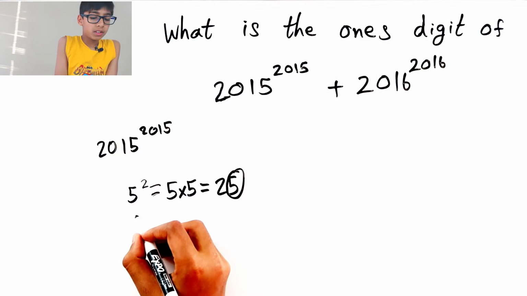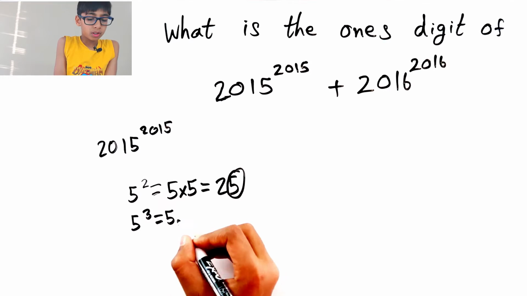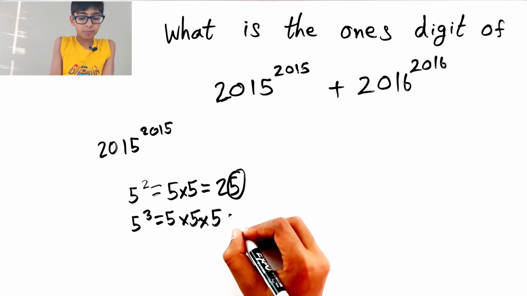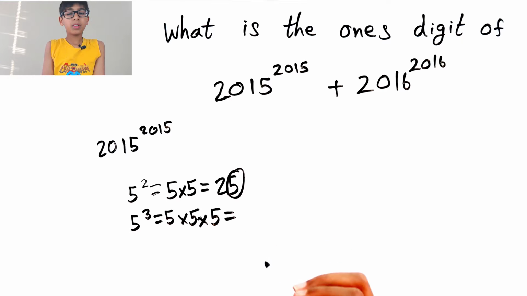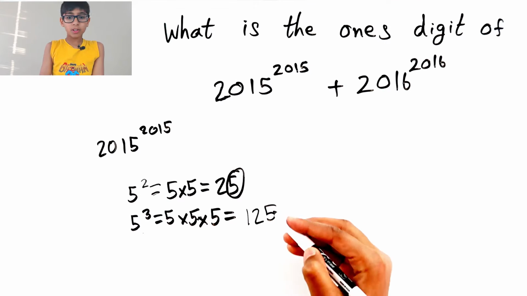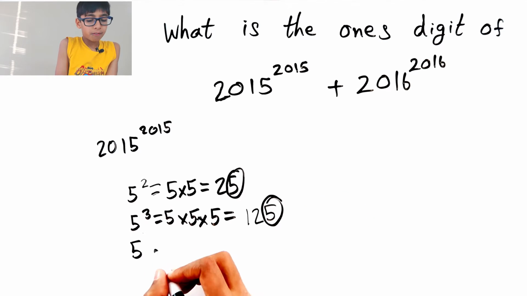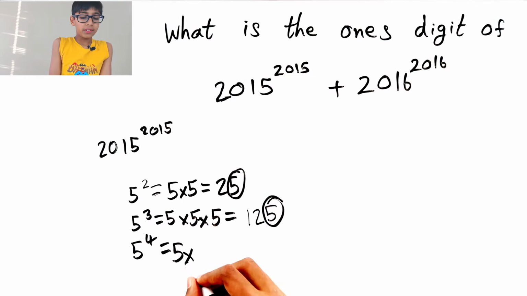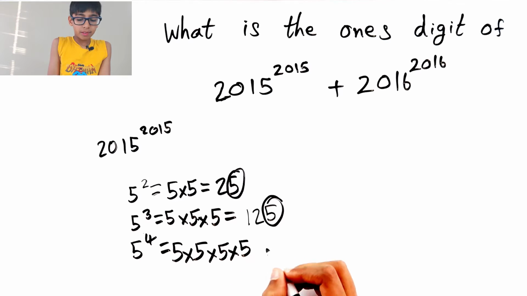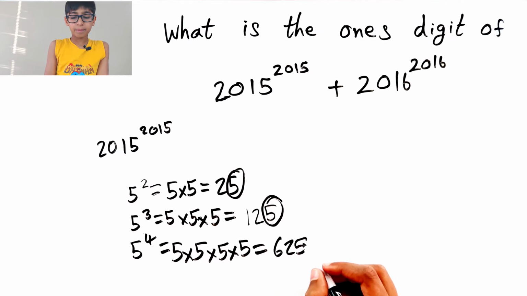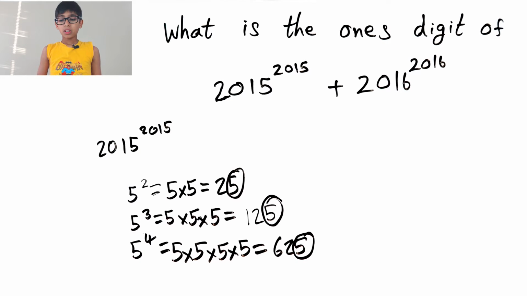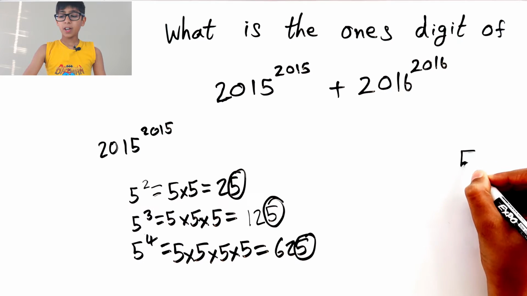Now let's see 5 exponent 3. So 5 times 5 times 5, which would equal 125. And look, the last digit is 5 again. Now let's say 5 exponent 4. So 5 times 5 times 5 times 5, which would equal 625. Look, the last digit is still 5. So if this keeps going on, if we go 5 exponent 5, 5 exponent 6, 5 exponent million, and if we go 5 exponent 2015, the last digit would still be 5. So, the last digit is 5.